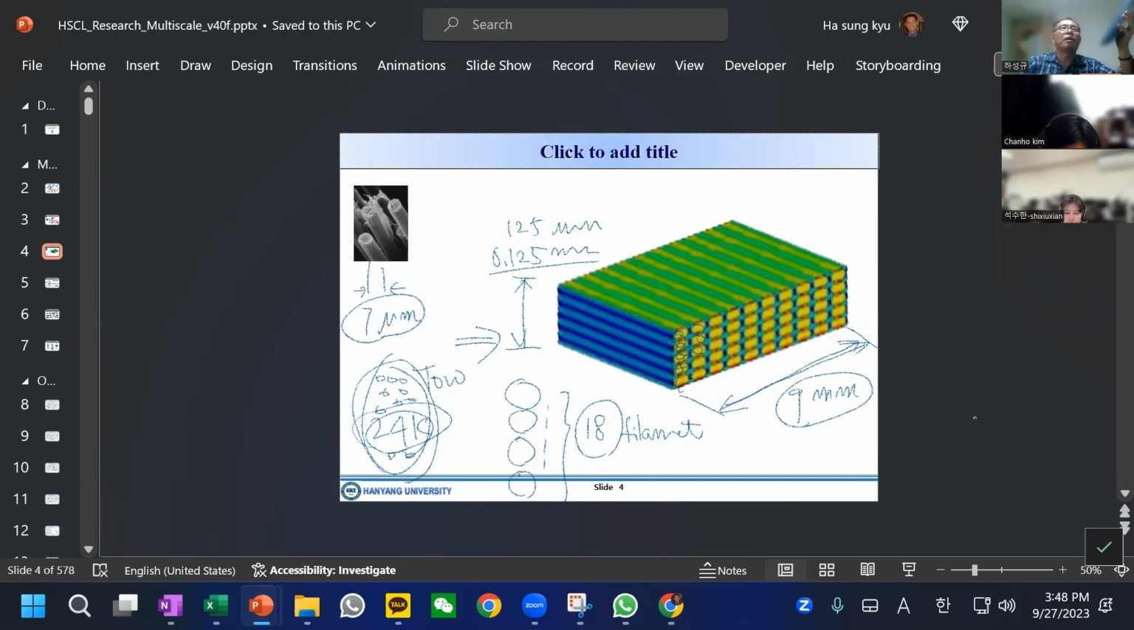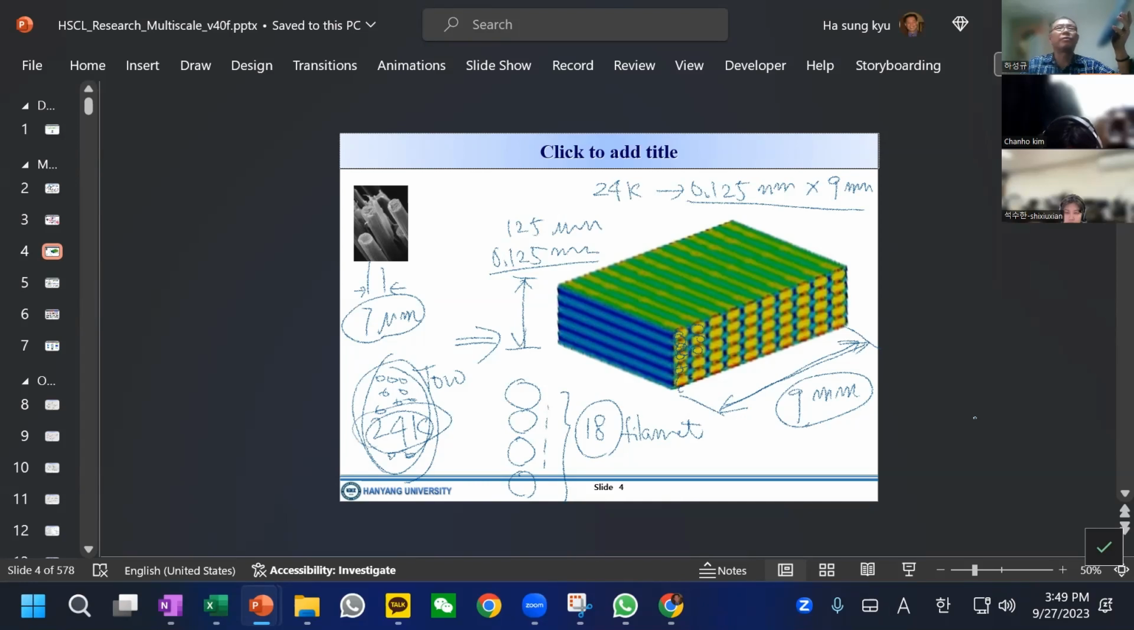Okay, so the 24K toe will be 0.125 millimeter thick and 9 millimeter wide. That is about one toe.